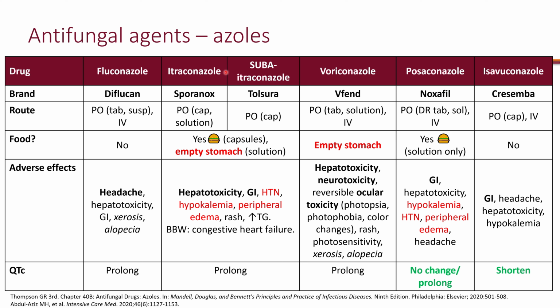tolerated. Now, when you go from fluconazole all the way to isavuconazole, the price goes up because these are the newest agents. So fluconazole and itraconazole are pretty affordable. SUBA-itraconazole is very new, so this is very expensive. Voriconazole is somewhat affordable, but still kind of expensive. But posaconazole and isavuconazole are very expensive.